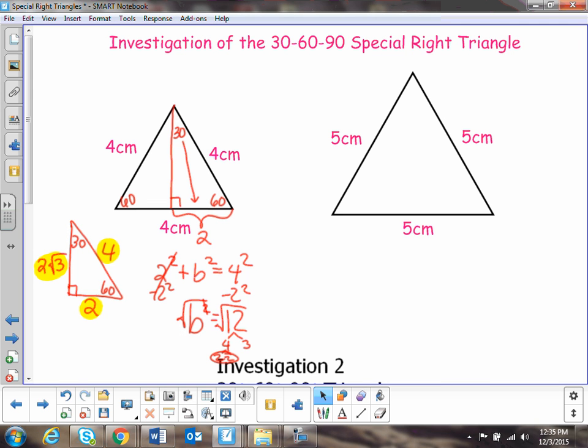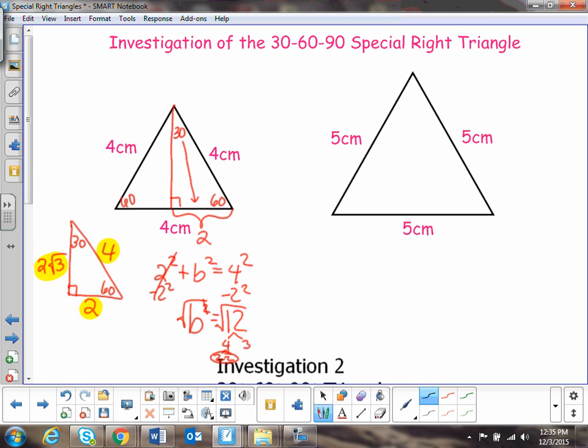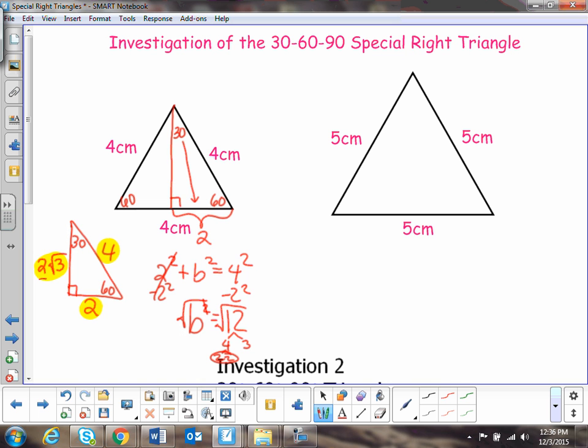And then over here, the long leg has the same coefficient as the short leg. The short leg is 2, and the coefficient is 2 also. It's a radical 3. Let's investigate this next one over here. I'm going to change these values to 6, because it's easier to work with an even number and see the pattern.